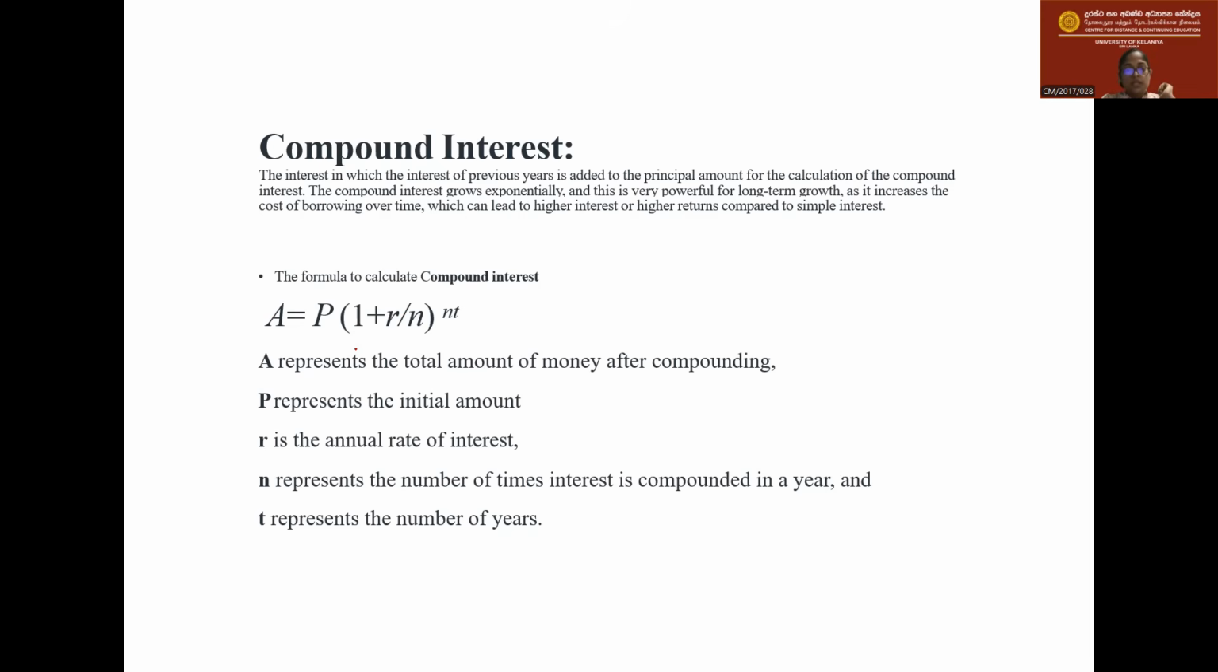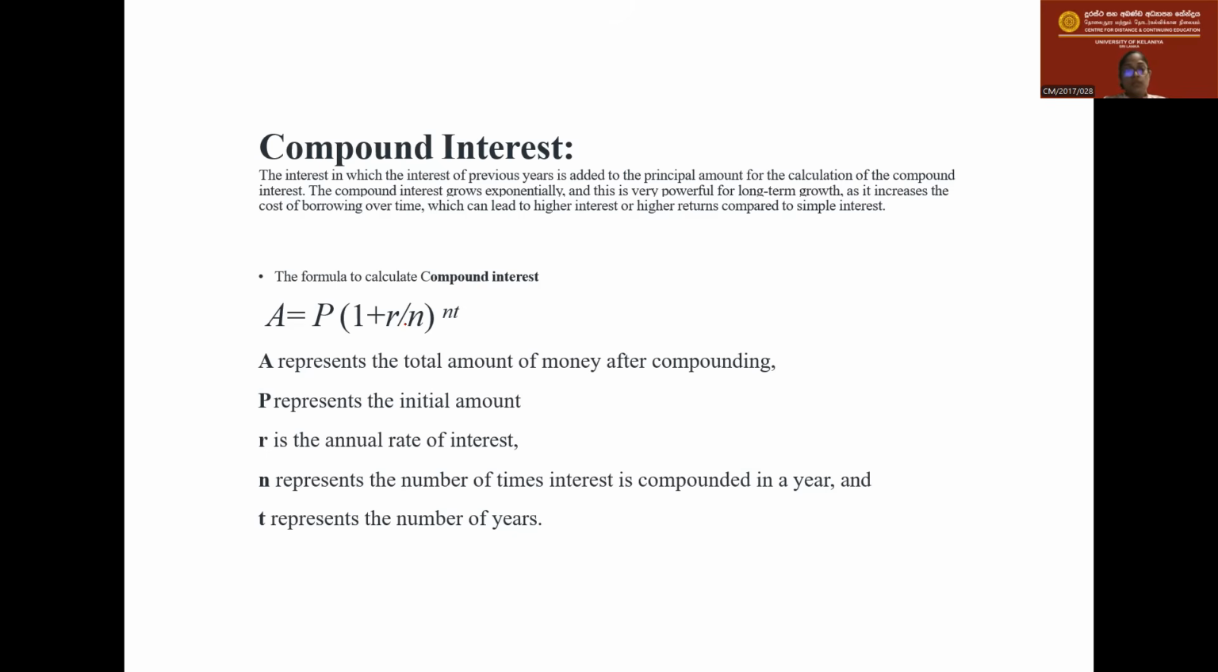N. N represents the number of times the interest rate is compounded in a year. Suppose the interest rate is compounded annually, then no issue. If it is compounded monthly, you have to divide by 12. If it is daily, you have to divide by 365. If it is semi-annually, you have to divide by 2, likewise. Then T represents the number of years.